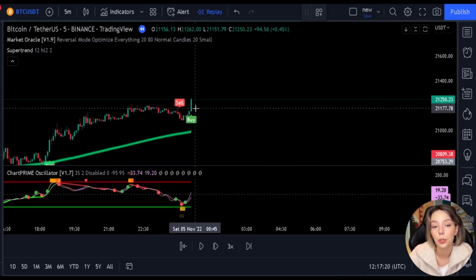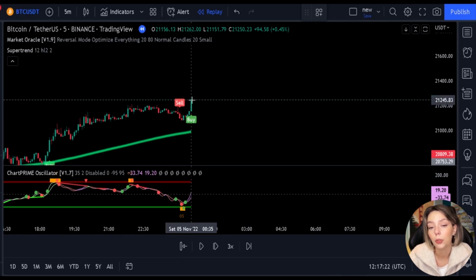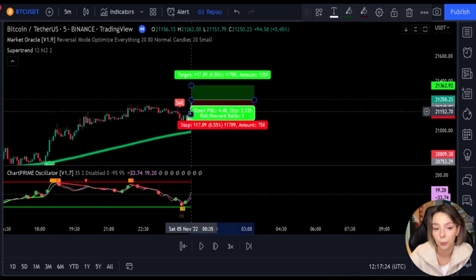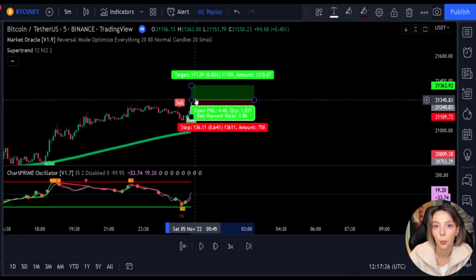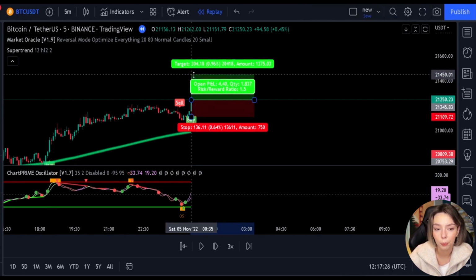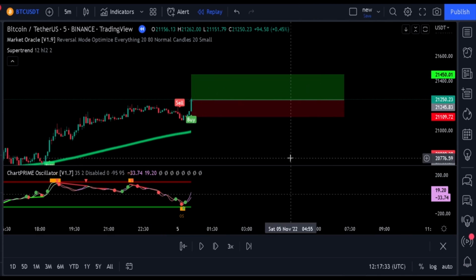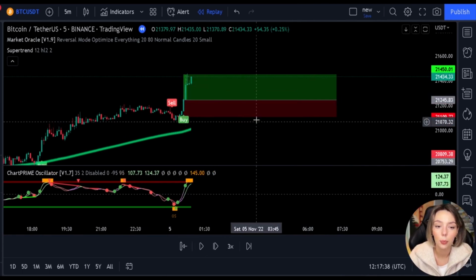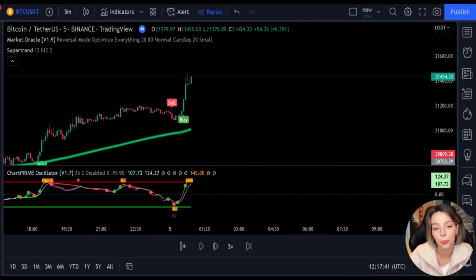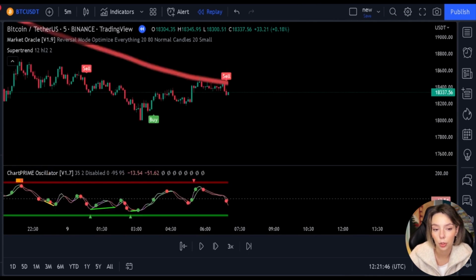We open our position on the next candlestick and put our stop loss behind the previous low. The profit target should be set 1.5 times more. As you can see, we closed this trade in profit. Now let's look at the rules for short positions.